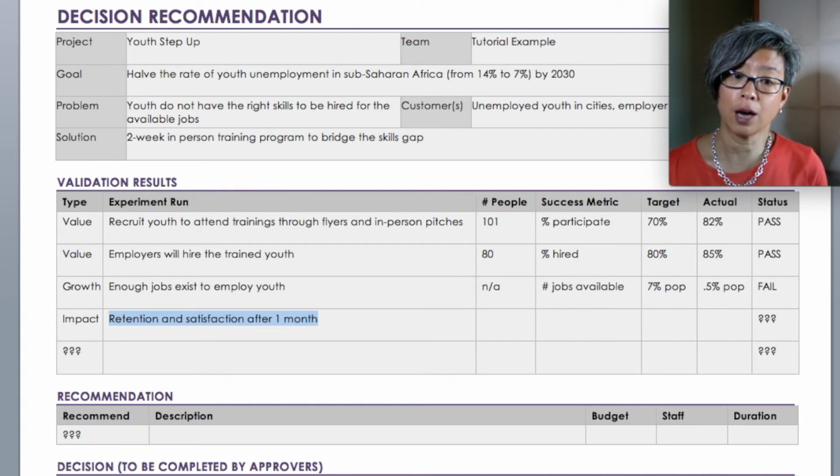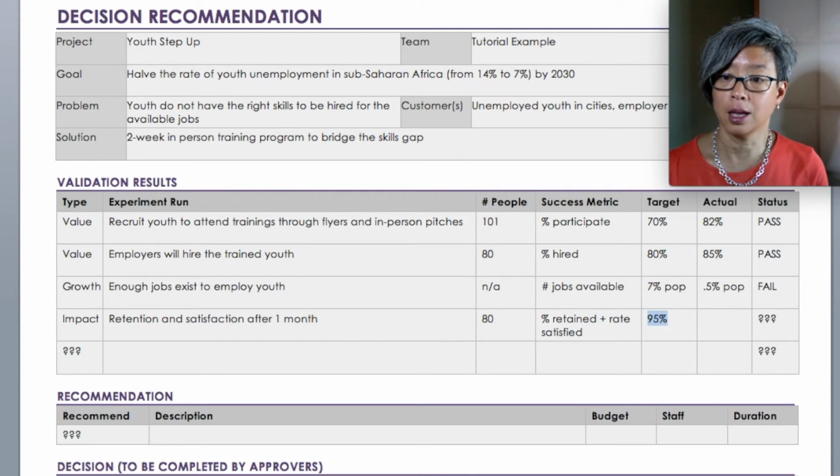There's a couple other high-risk hypotheses I decided to test as well. One was impact. What was the retention rate after 1 month? Here, the retention rate was good. It was 92%, but fell a little short of my target. So it's inconclusive because I believe that there are things I could do to tweak my programming and training so that I could actually hit that success metric.